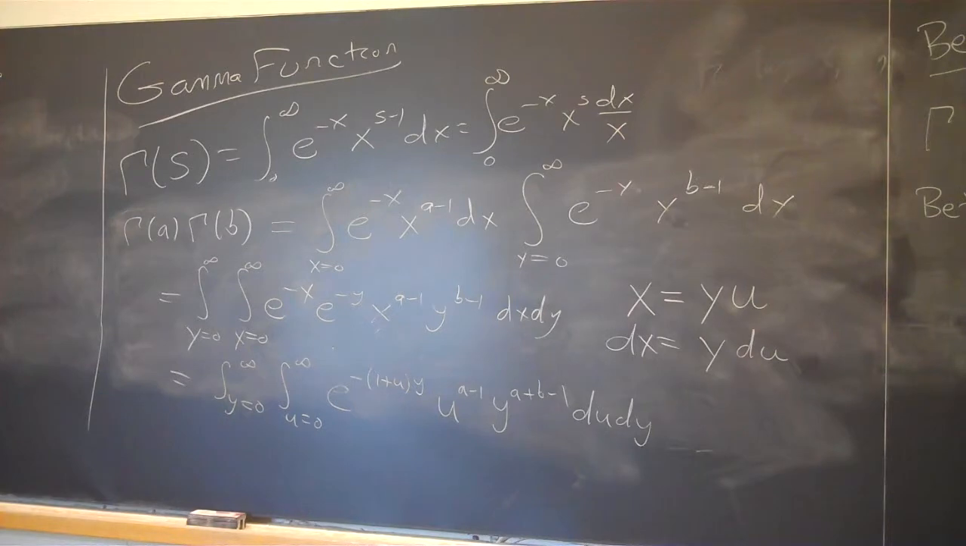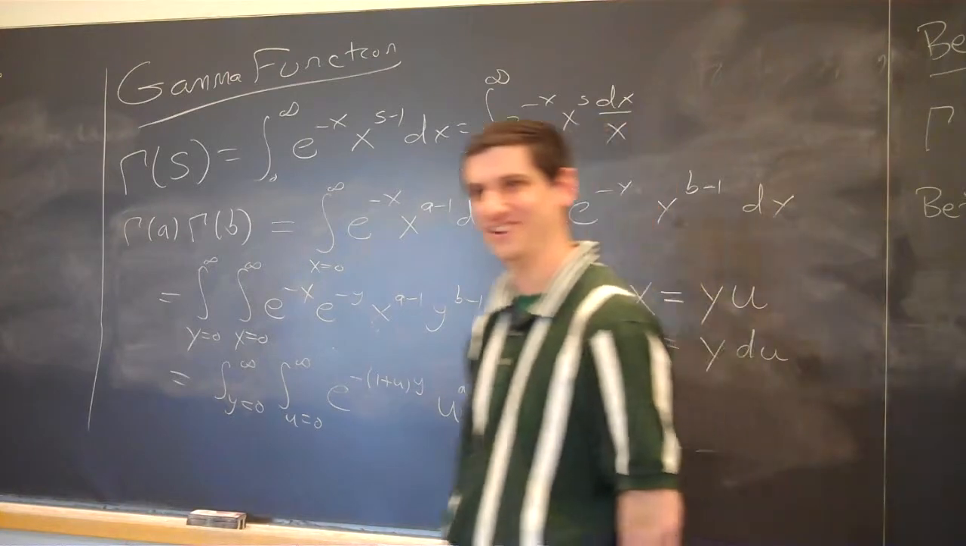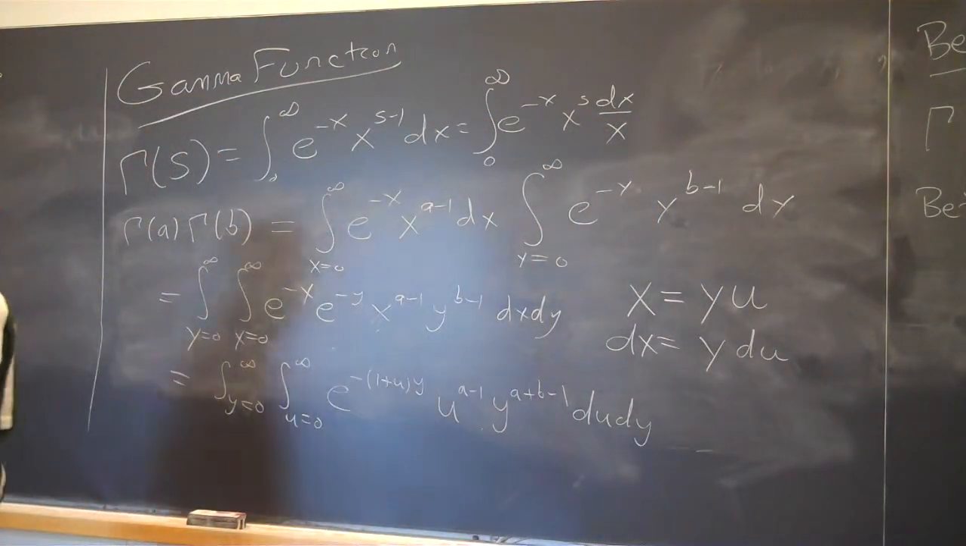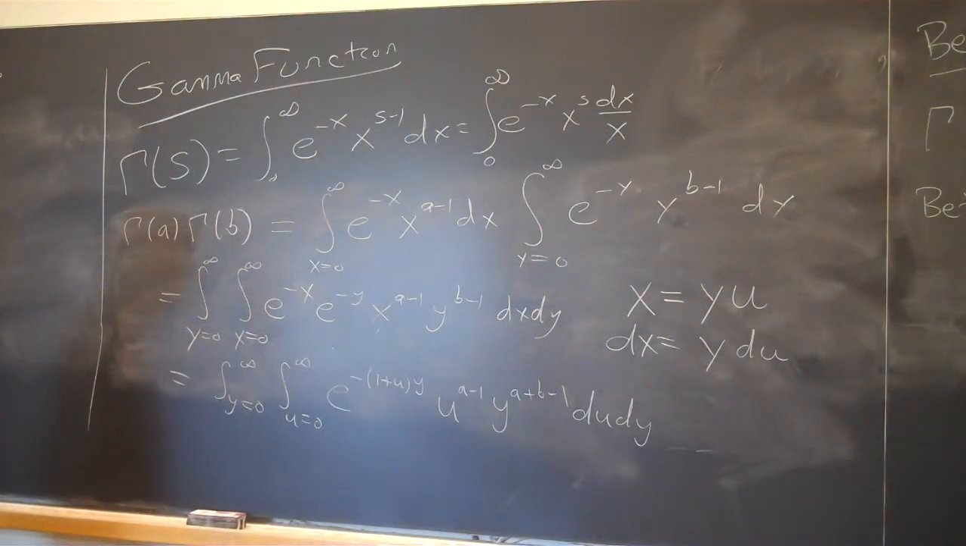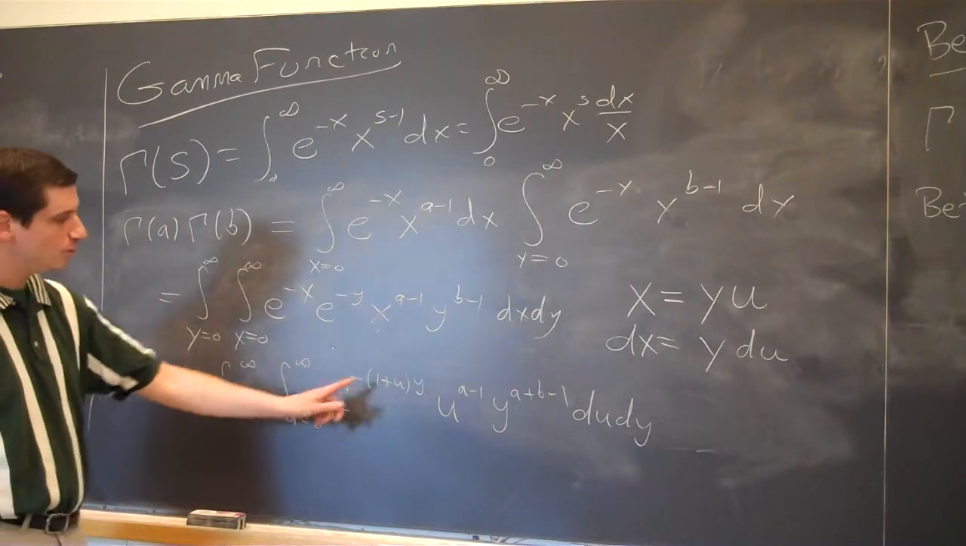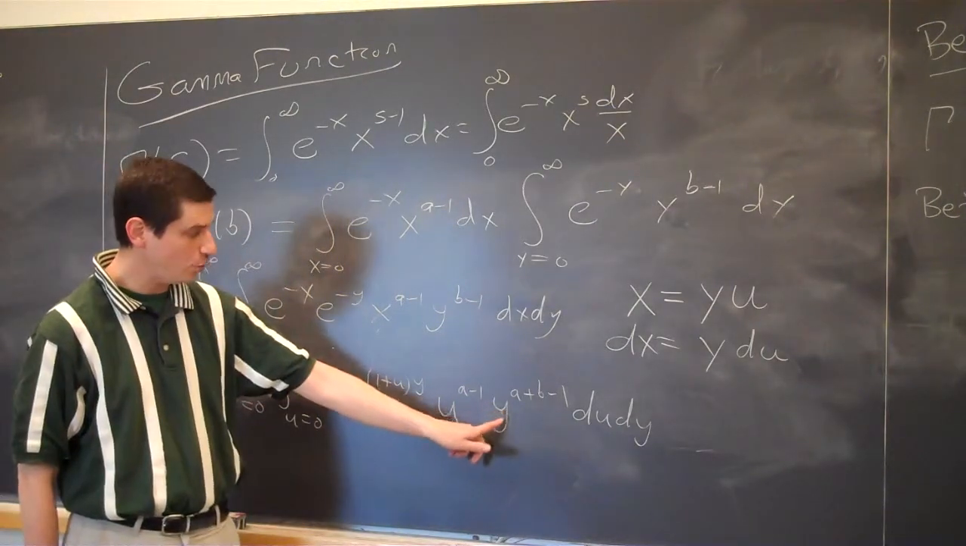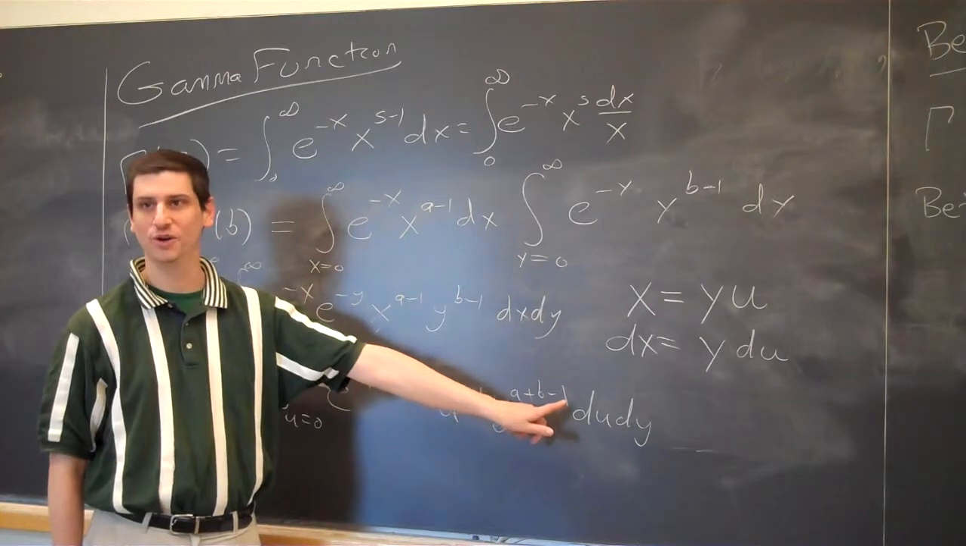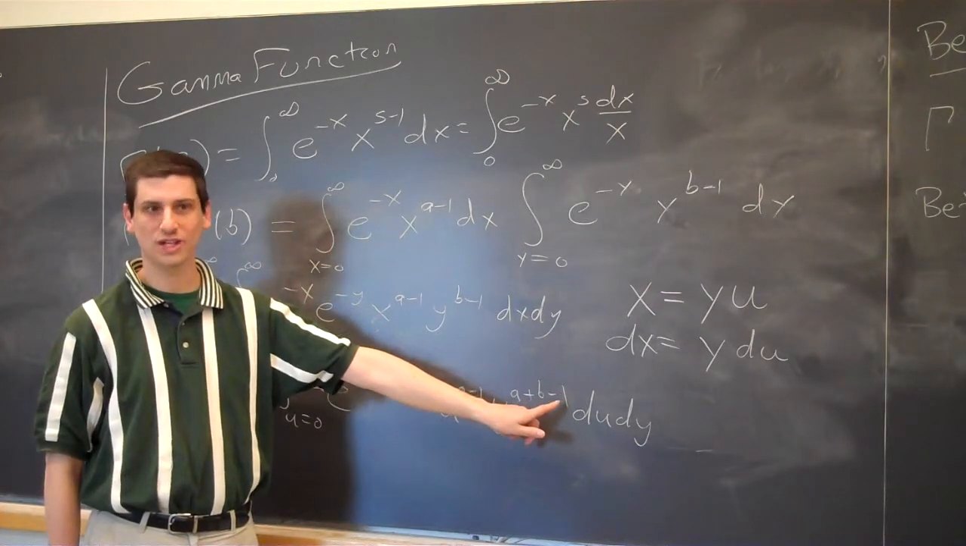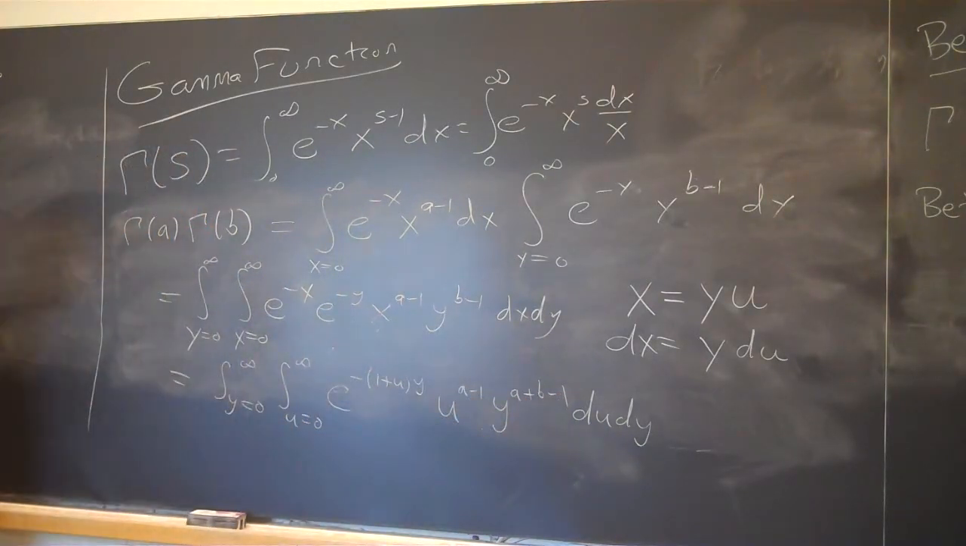Does this look more complicated than what we started with? That's a good thing. What can we do now? Now we can switch orders of integration. Right? We had to desymmetrize it first. Now switching orders of integration is non-trivial. If we switch orders, let's look at what the y integral looks like. Ooh, I've got a y to the a plus b minus 1. What does it look like?